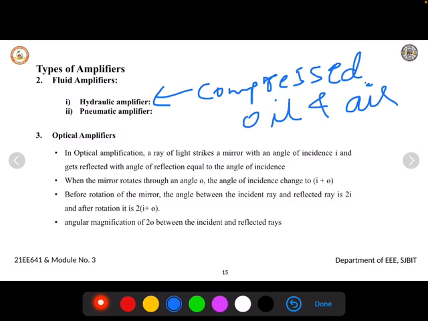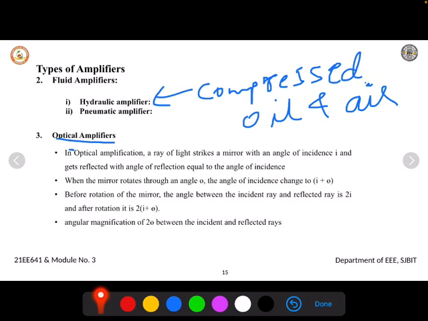And next comes the optical amplifier. In optical amplification, a ray of light strikes a mirror with an angle of incidence I and gets reflected with the angle of reflection equal to the angle of incidence. So the light will be passed and strike the mirror. The angle which will be created in the mirror, it will be reflected back. So that is called the angle of reflection.